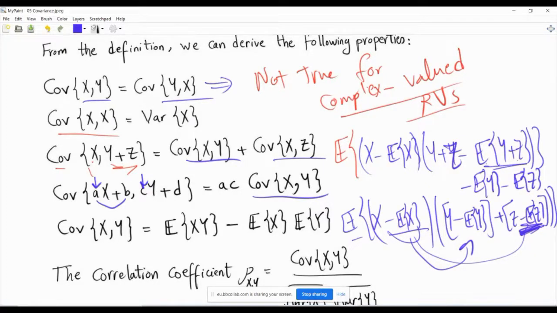By definition, covariance requires that you subtract the first moment from the random variable, so those constants are irrelevant. So the covariance of ax plus b and cy plus d is the product of those two factors times the covariance of x and y, while b and d can be anything, and you will get the exact same result.